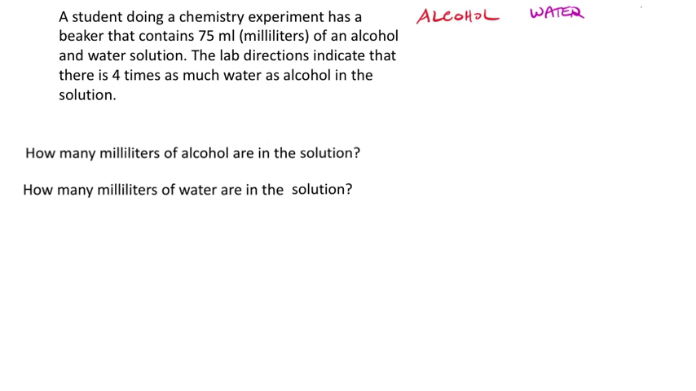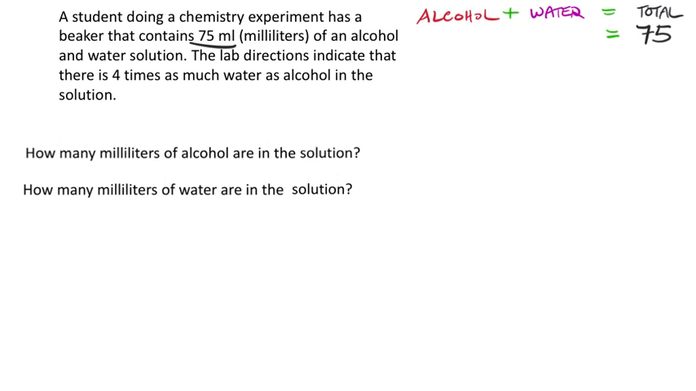Okay, so this would be the total amount of mixture, solution. So if you were to take those 2, alcohol and water, and add them together, you would have the total amount of solution. And in the problem, they say that it's going to have a total of 75 milliliters of alcohol and water solution. So that 75 goes where the total is, right there. So we know that's what it's going to equal.